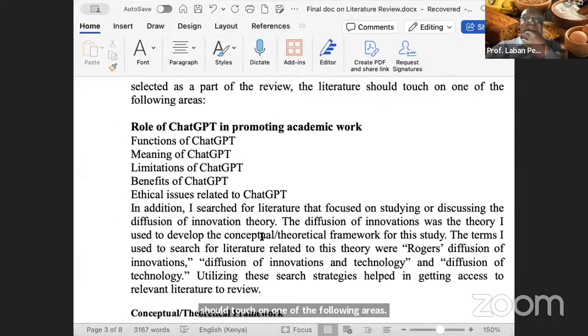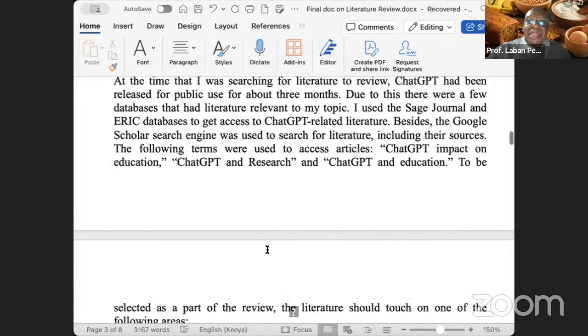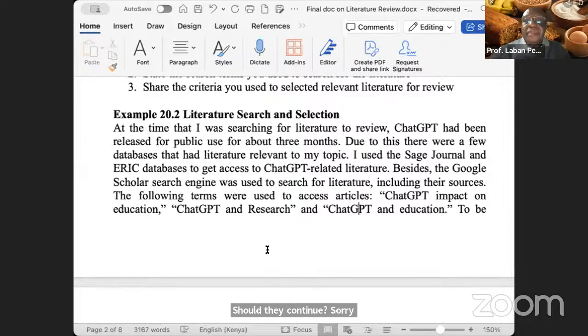Yes. Should I continue? No, but I want us to go back here. I said, due to this, there were a few databases that had literature relevant to my topic, or relevant to the topic. So the researcher used the Sage Journal and ERIC databases to get access to ChatGPT related literature. And besides, the Google Scholar search engine was used to search for literature, including their sources.